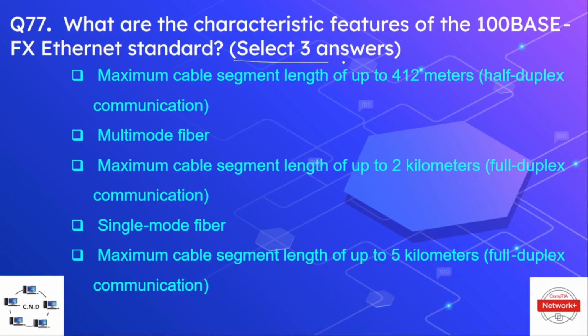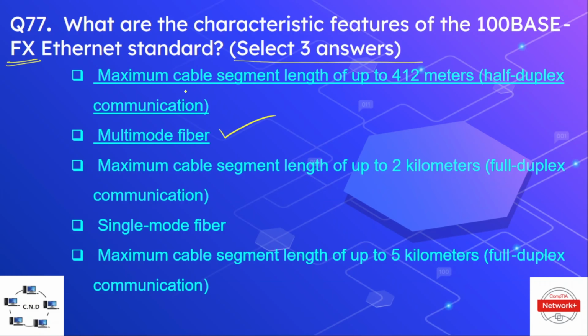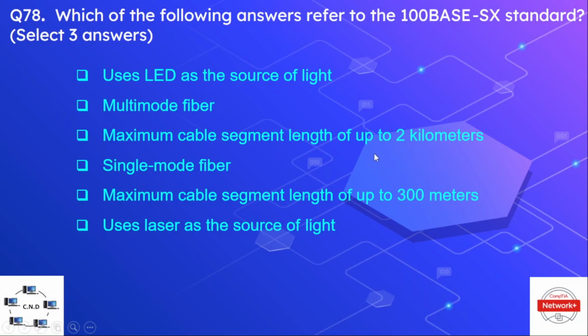And again we have to select three answers, and the correct options are: the 100BASE-FX Ethernet standard has a maximum cable segment length of up to 412 meters, and it is for half duplex communication, and it is multi-mode fiber. The FX standard stands for fiber, it is the fiber standard, and it has a maximum cable segment length of 2 km for full duplex communication.